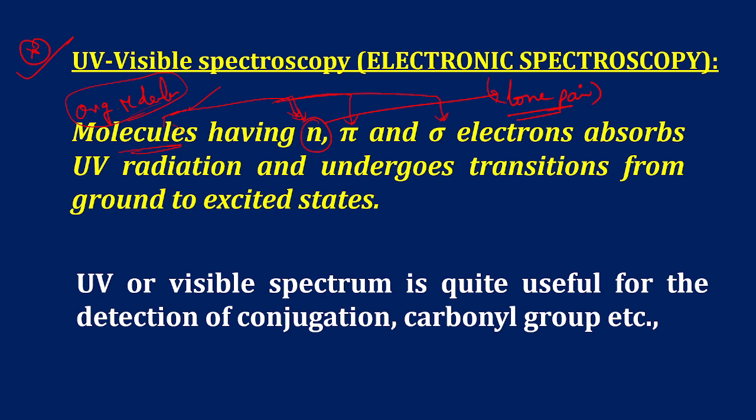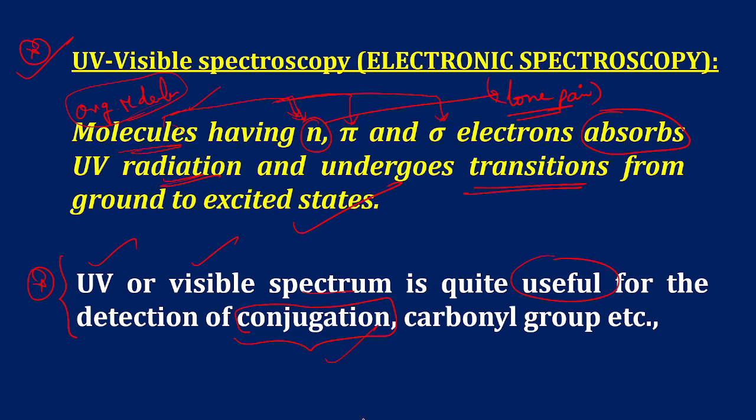The organic molecules having n electrons, pi electrons and sigma electrons absorb the UV radiation and undergo transitions. Once the electrons absorb the light, they get excited, converting from ground state to excited state. This is the main principle involved in UV visible spectroscopy. Why should we study UV visible spectroscopy? This UV or visible spectrum is quite useful for the detection of conjugation.